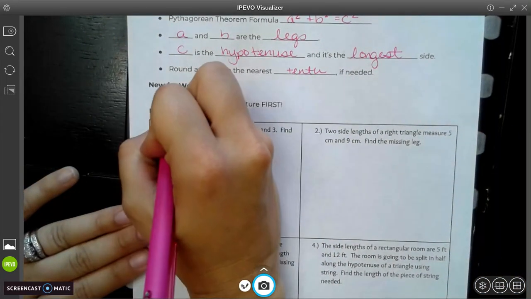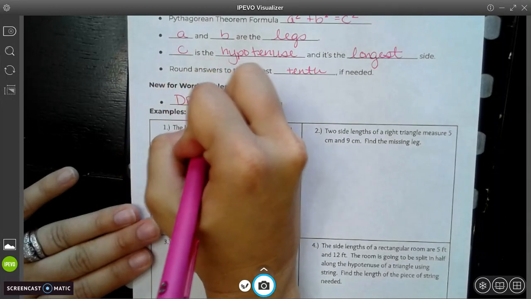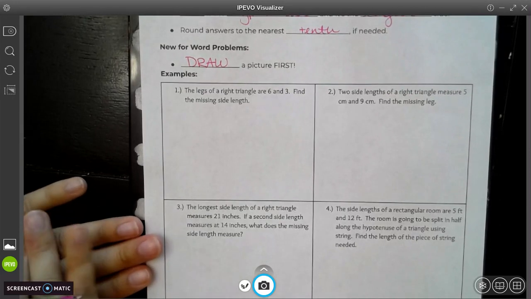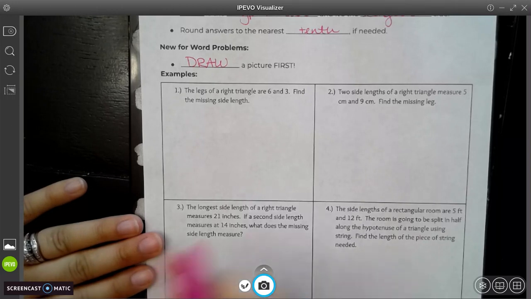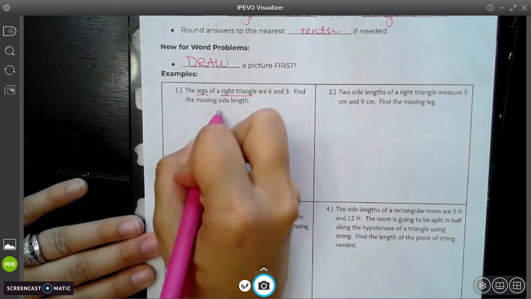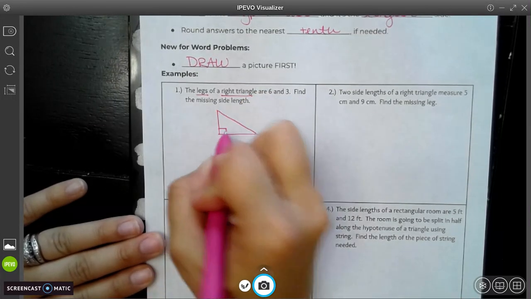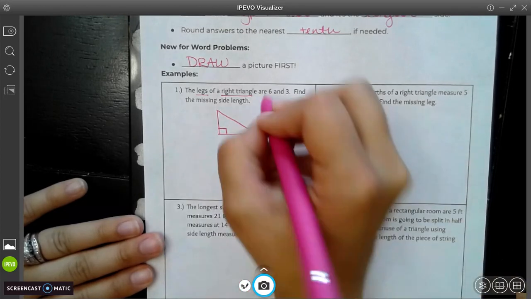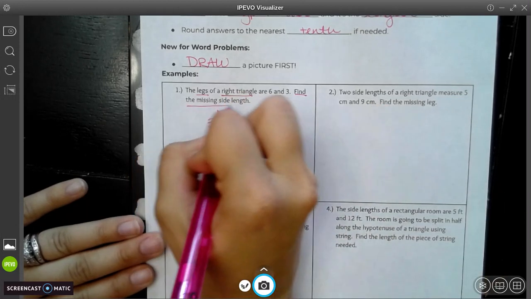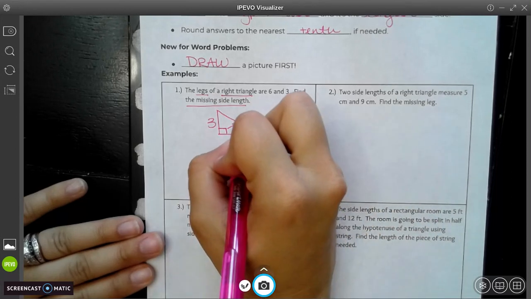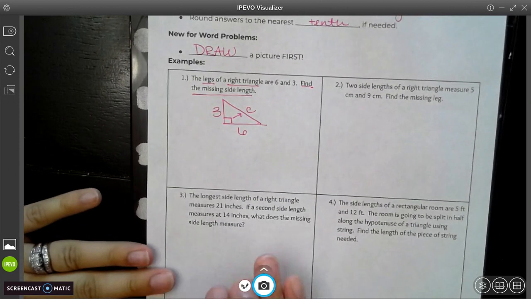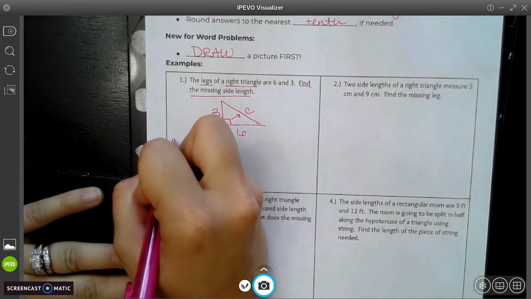All right, so on these word problems, we're going to always draw a picture. That will make it a lot easier, okay? Everyone knows what a right triangle looks like, so it's easier to draw yourself a picture on these. So it says the legs of a right triangle. So we're going to go ahead and draw our right triangle. The legs, we know, form the 90-degree angle, and they are 6 and 3, okay? Then it says find the missing side length. So that means the missing side length that we're looking for is the hypotenuse, since it's across from the 90-degree angle. So we're going to go ahead and set up our formula.